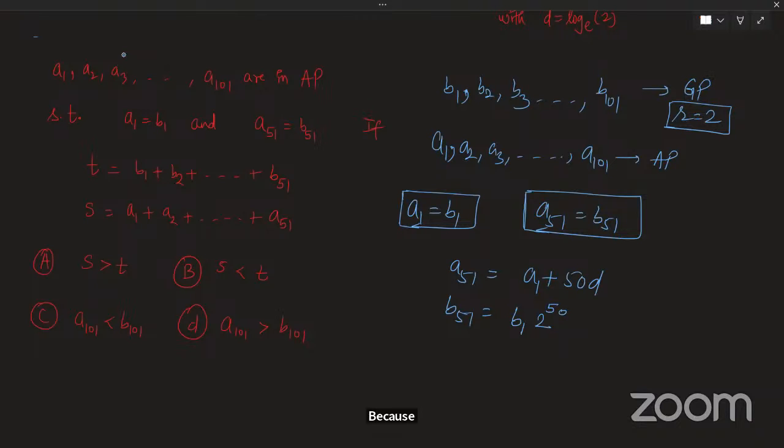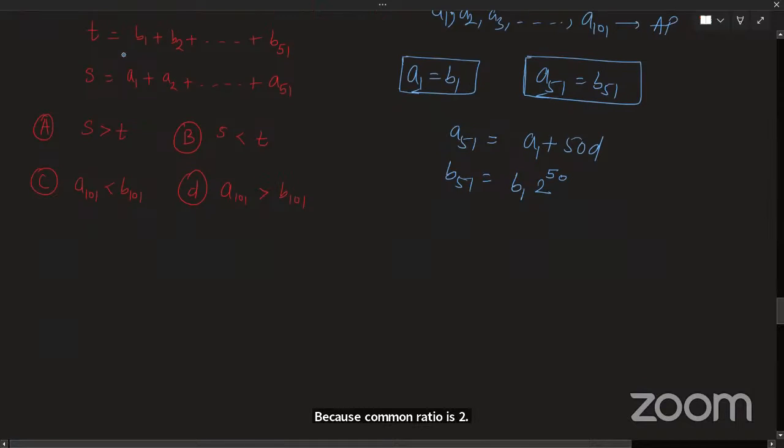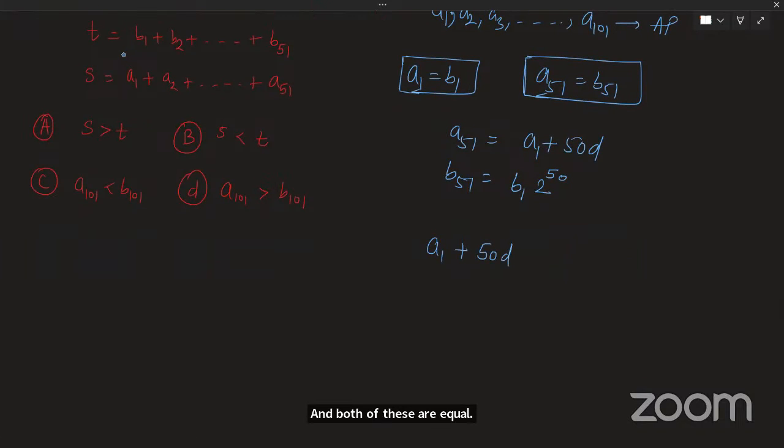And both of these are equal, right? So basically A1 plus 50D is equal to B1 into 2 raised to 50. And one more thing is given to you: that your A1 and B1 are equal. So now you can get your value of D, right?